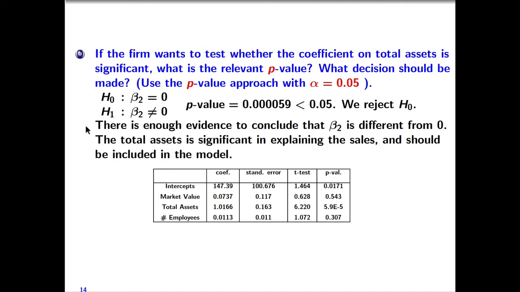Again, here's the concluding statement, or we call it concluding remark. There is enough evidence to conclude that beta 2 is different from 0. The total access is significant in explaining the sales and should be included in the model.